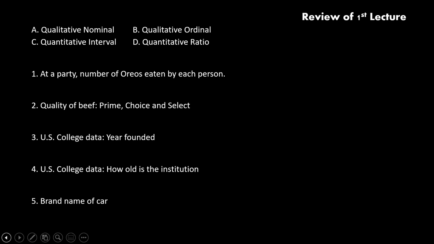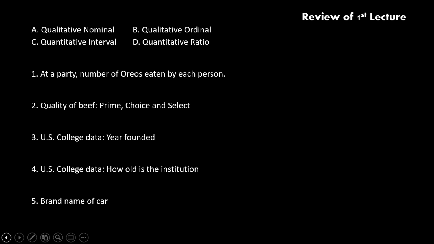Okay, number two. When you go to the meat market, you can ask for the quality of beef. Is this a prime cut or choice or select? And these are not numerical values, so you can't say it's quantitative. It's definitely qualitative. But is this nominal or ordinal? It's ordinal because prime is considered as a more luxurious type than choice, and choice is supposed to be better than select. Okay. All right.